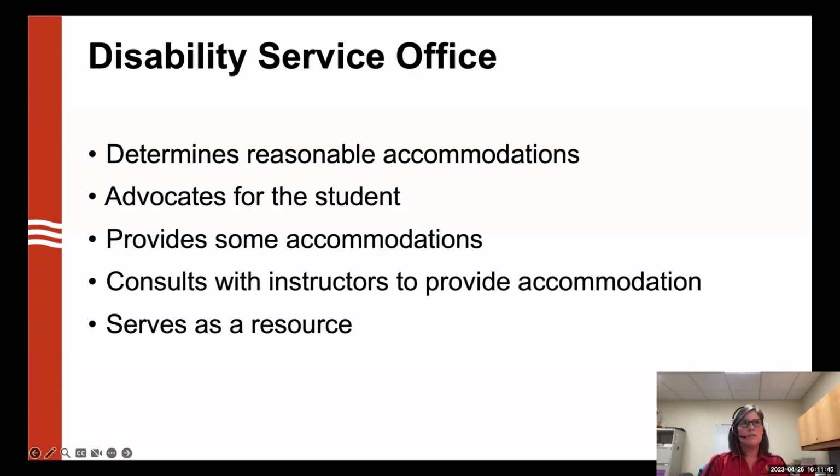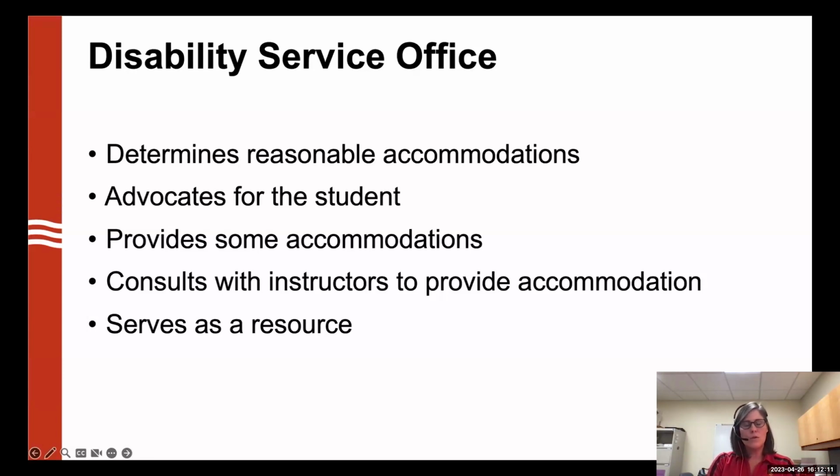So the role of the Disability Service Office in higher education is to determine reasonable accommodation. We do a combination of documentation review, and then we also do a self-report. So we listen to the student and we figure out what they have received before for accommodations, what has worked, what they have done before, and then we also look at that documentation to determine this.